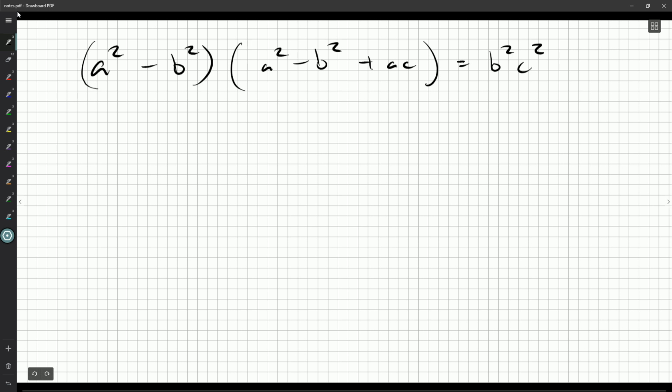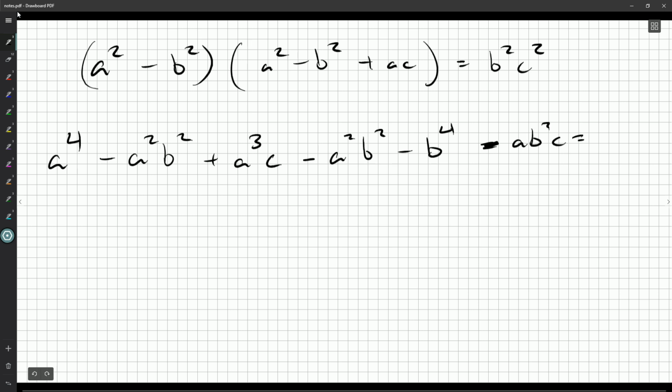I suppose we could expand a whole bunch of stuff out. So a to the 4 minus a squared b squared plus a cubed c minus a squared b squared minus b to the 4 minus a b squared c is equal to b squared c squared. So we got that.